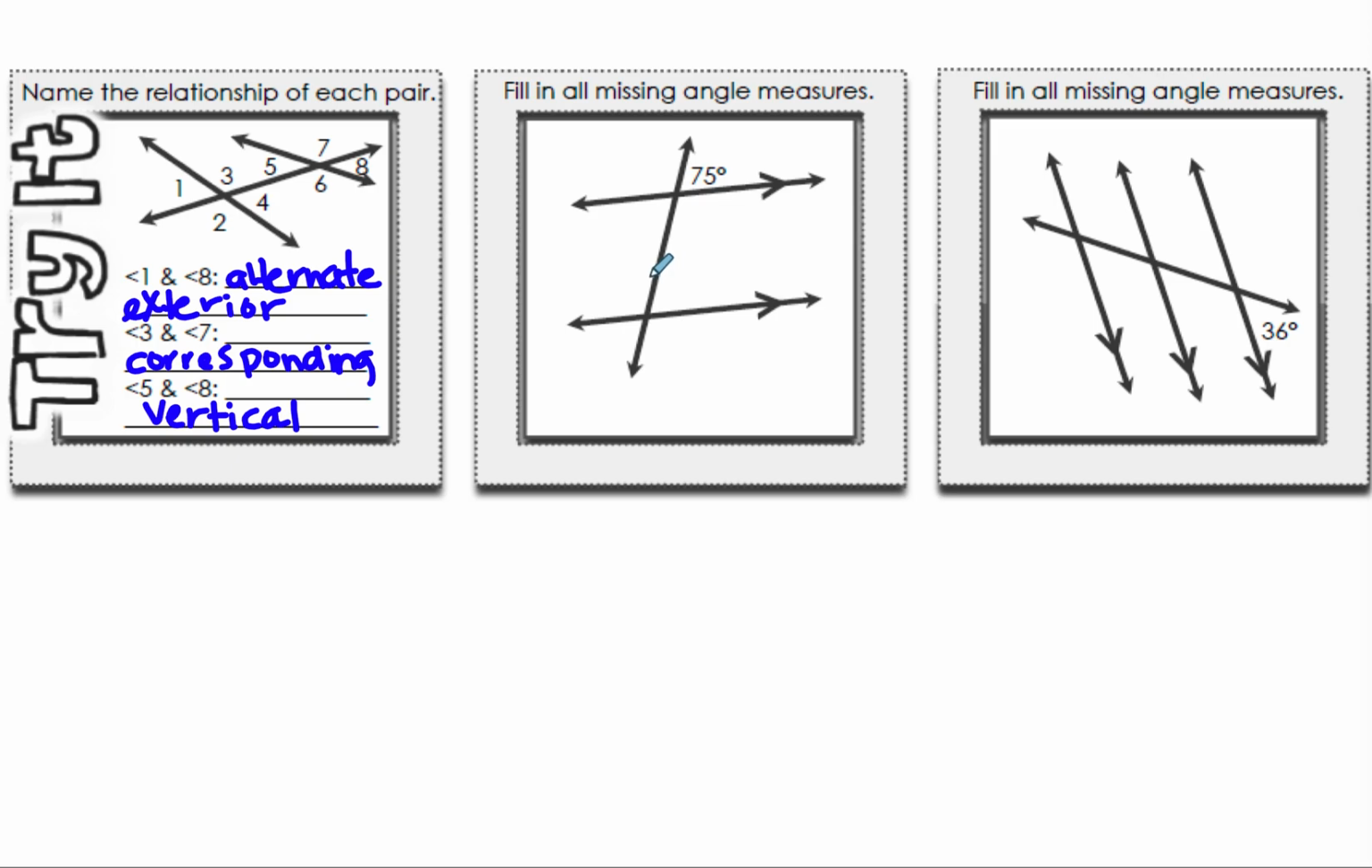All right, fill in all missing angle measures. So we said earlier that all of the acute angles are going to be congruent. So this one is 75. This one's 75. They are vertical to each other. That's why they're congruent. This one's 75 because it's corresponding to this one. Corresponding angles are equal. And this one is 75 because this one's 75. Vertical angles are equal. Then we have to subtract from 180 to find the value of all of our obtuse angles. So when I subtract 180 minus 75, I get 105 degrees. That's going to be all of our obtuse ones.